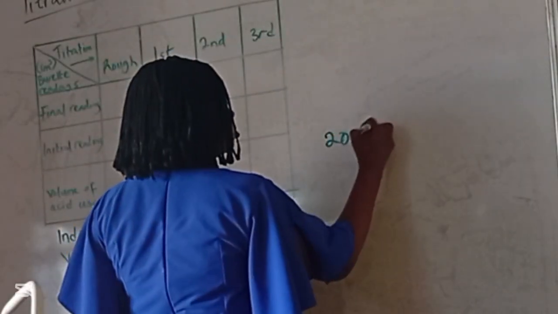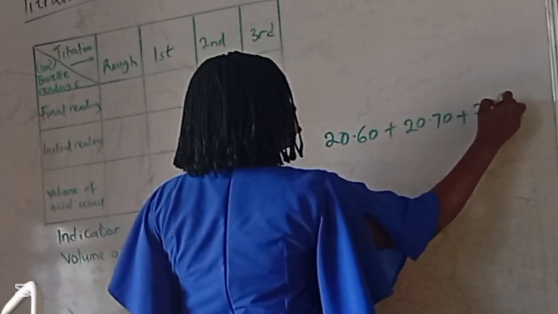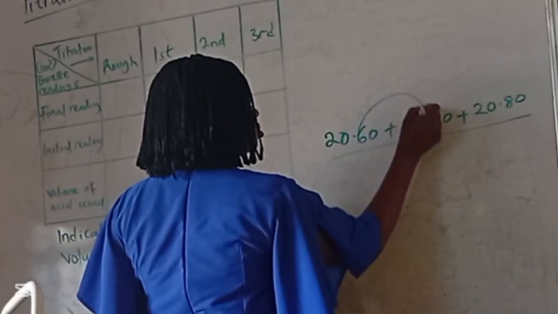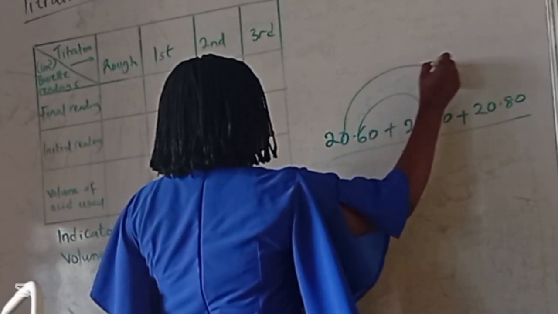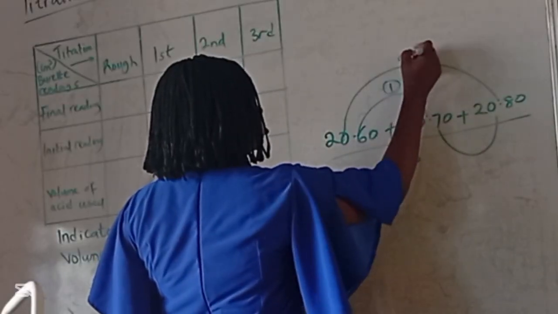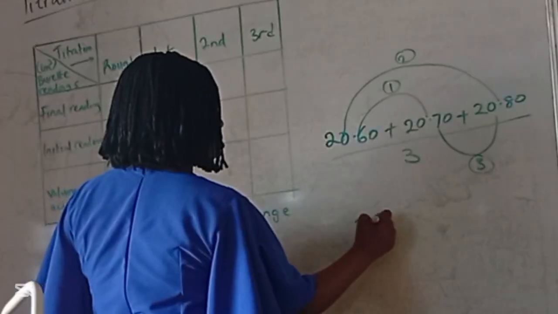Here is what I mean. Let's go to the board. For instance, if your first titration value is 20.60, and the second one is 20.70, and the third one is 20.80, you divide it by 3 to get the average. You must check that the first and third, and the second and third. So there are 3 that you must check together. Majority of the students check 2. They don't check the third one.